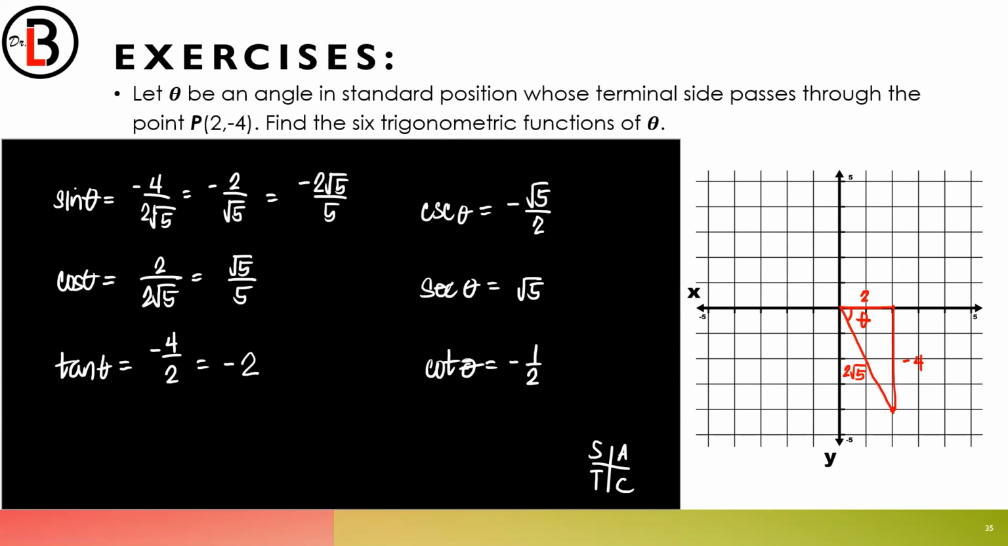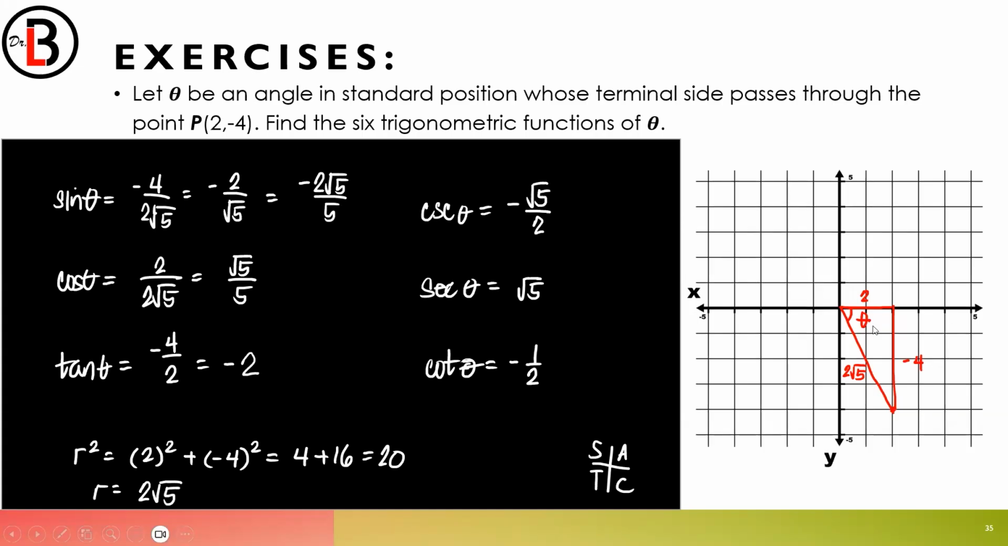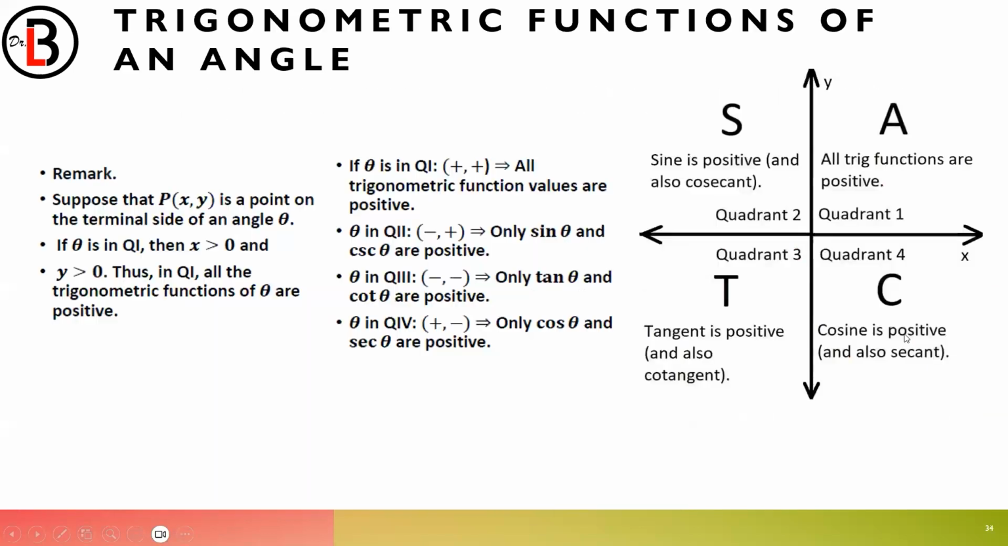So again, how did we get the radius? Radius squared is 2 squared plus negative 4 squared. So that is 4 plus 16. That's 20. Therefore, 4 times 5. So 2 square root of 5. So earlier, it's just about any angle. This one, it can be any angle, so long as you're given a point.